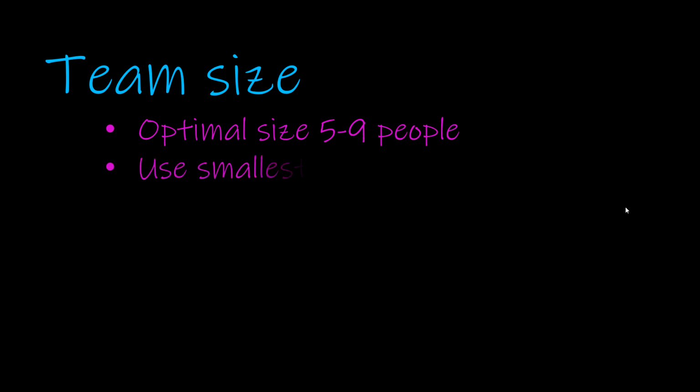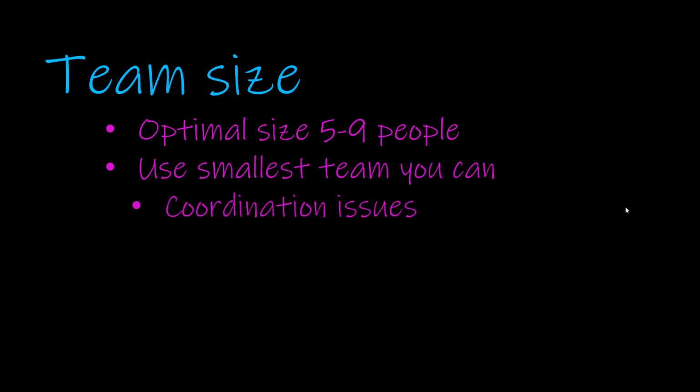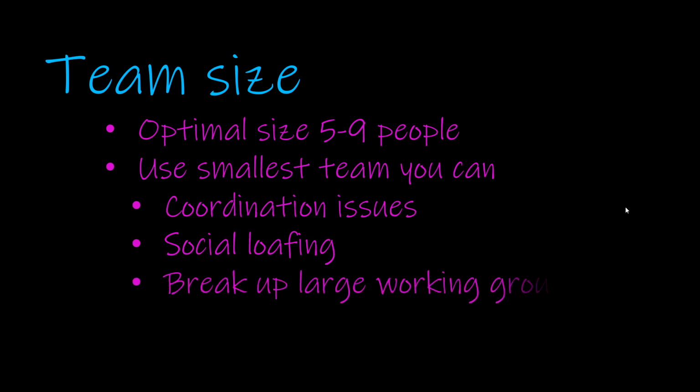All right, next we're going to talk about team size. While there's not always a perfect team size, because your team size is going to vary by what the team is trying to accomplish, generally speaking, we tend to think of an optimal team size as being 5 to 9 people. But you do want to use the smallest team that you can. The reasons for that are that it's going to help reduce your coordination issues, and it's also going to minimize social loafing. Sometimes we have work groups that are larger than the actual team sizes that we need. When we do have these large work groups, one of the things we can do is break them up into subgroups that perform as separate teams for different functions.